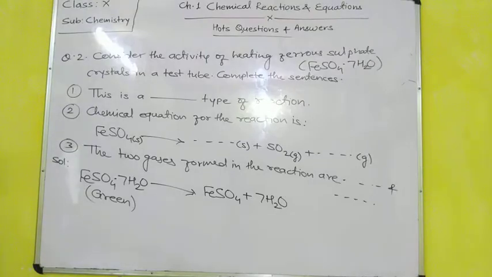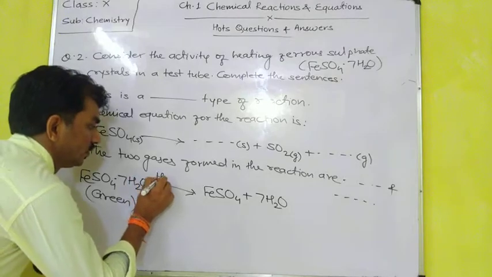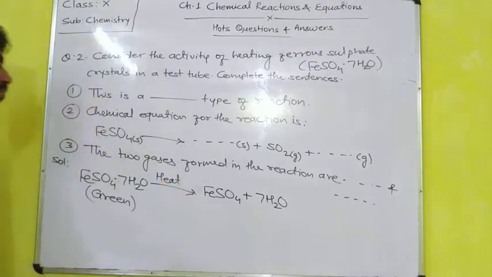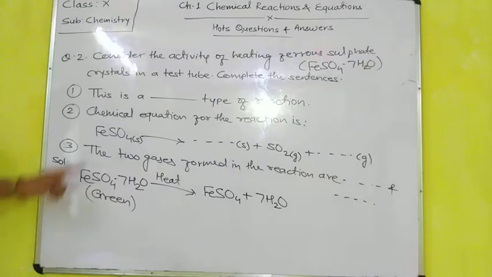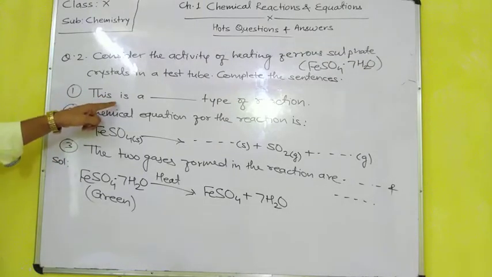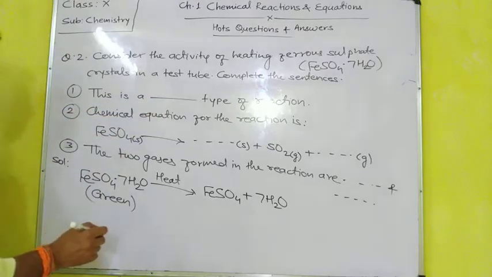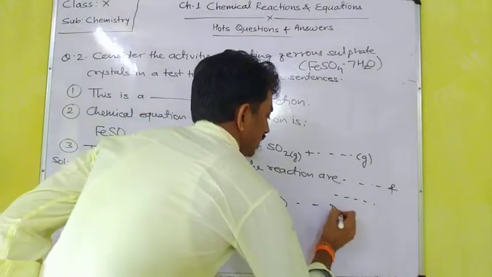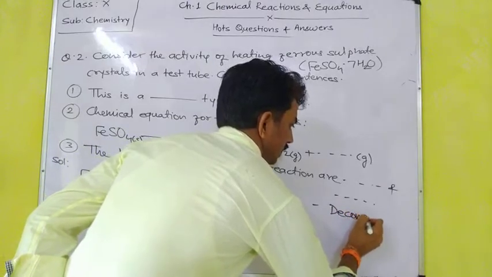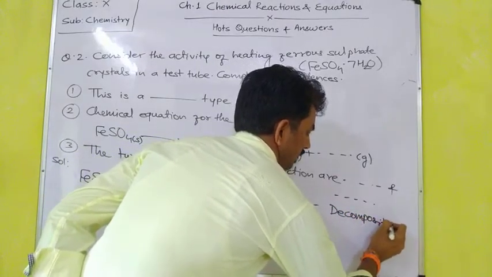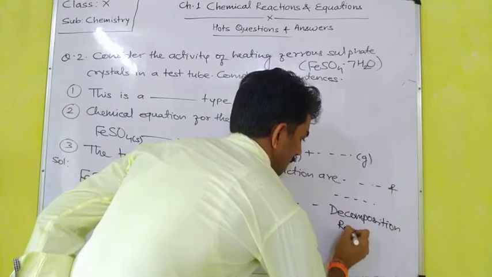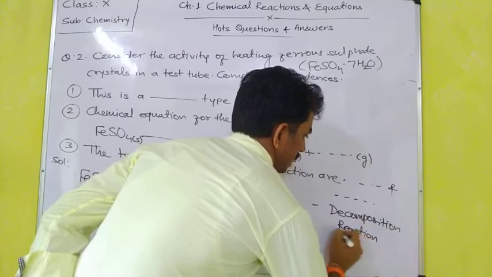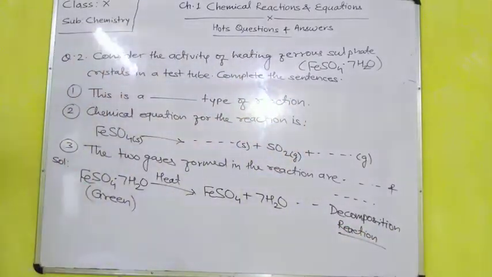FeSO4 plus 7H2O by providing heat. Thus, this is a decomposition reaction. Here in the first question, it is written: this is a decomposition reaction. So the answer is decomposition reaction. Okay, that is the first one.